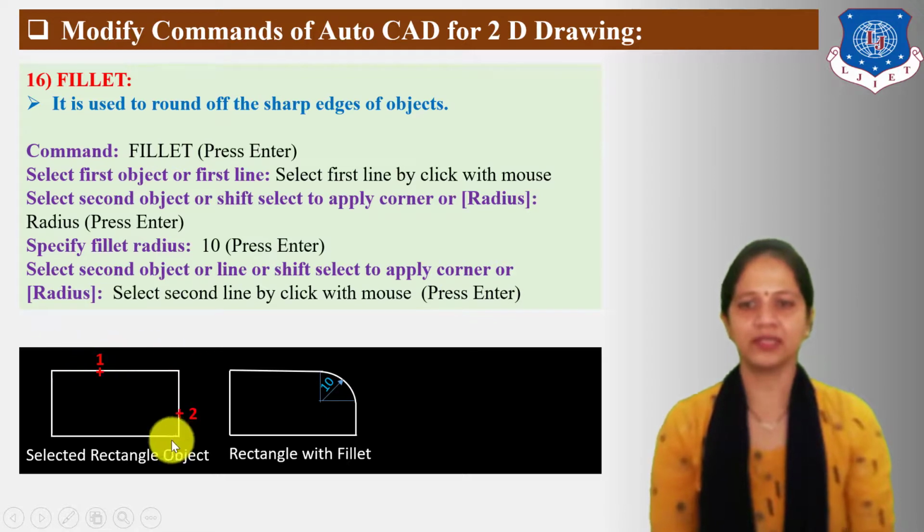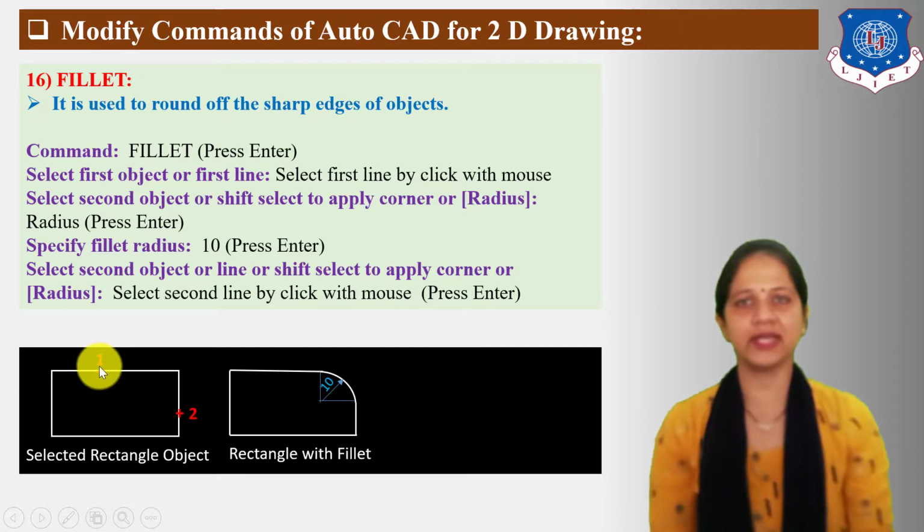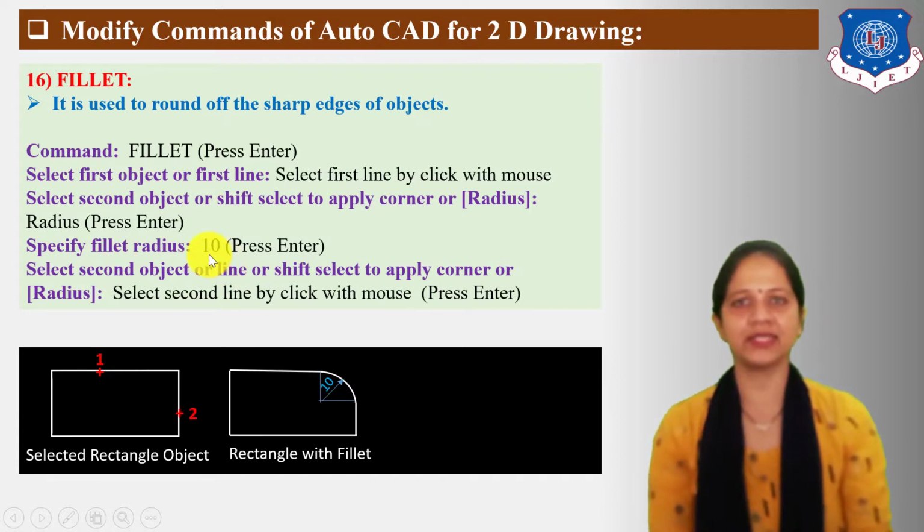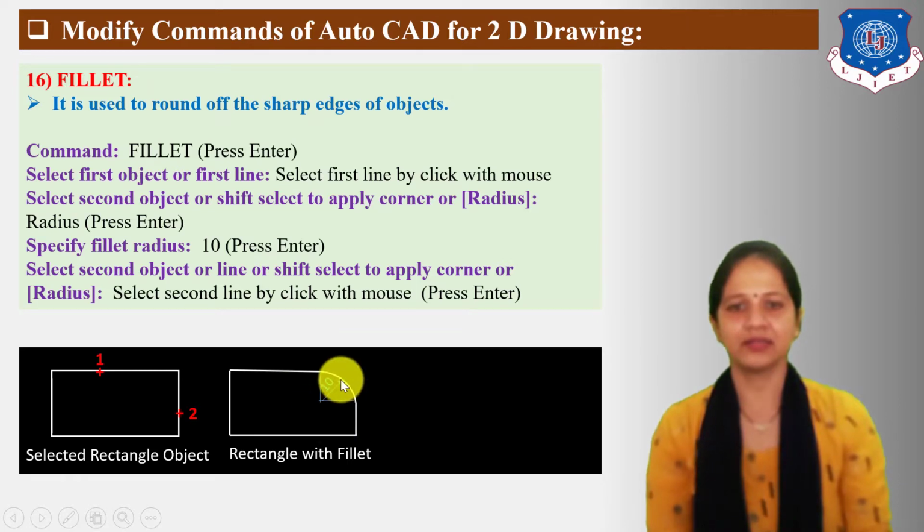Here you can see this is our selected rectangle object. This one indicates the first selected line and this second one indicates the second selected line. If you want to create a fillet between these two lines, the radius for the fillet I have taken is 10 units. So after applying the fillet command, the fillet is created between these two lines and the radius of this fillet is 10 units. You can change this unit as per your requirement.